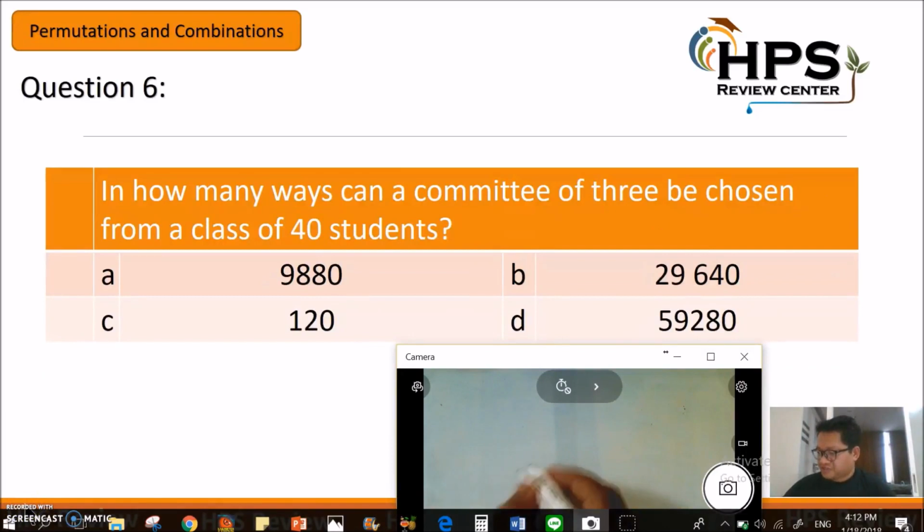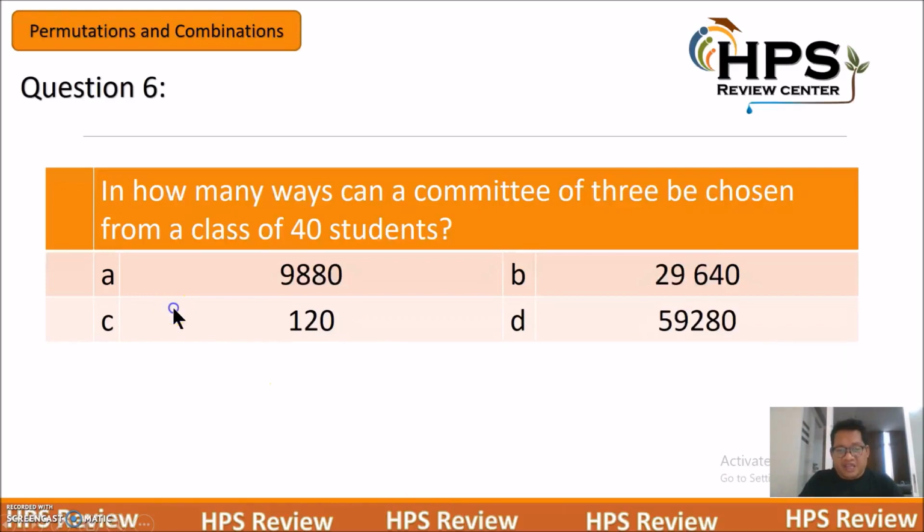Question number 6: in how many ways can a committee of 3 be chosen from a class of 40 students? This is a straightforward question. You have 40 students, and you're going to choose 3. That is 40C3. If you press that into your calculator, that one will give you 9,880. So the correct answer is letter A.